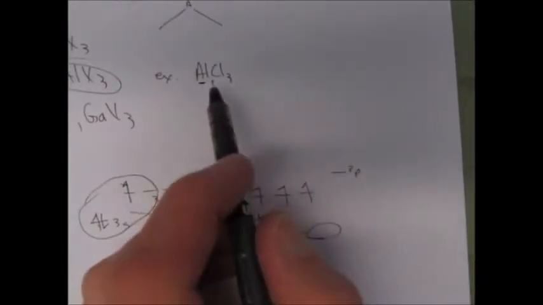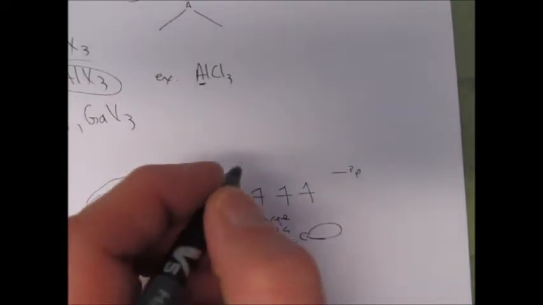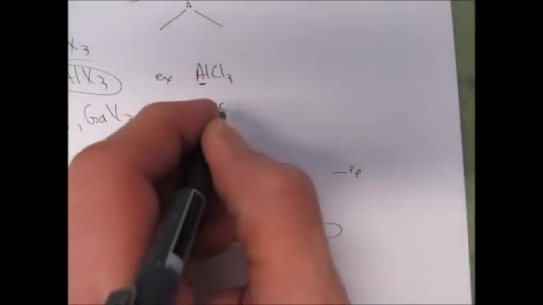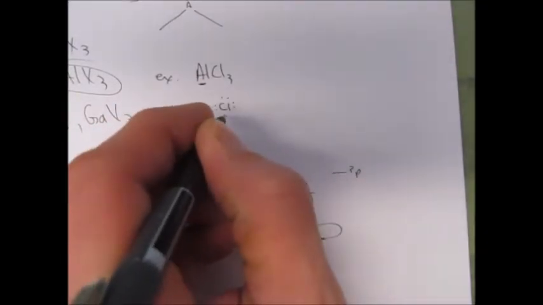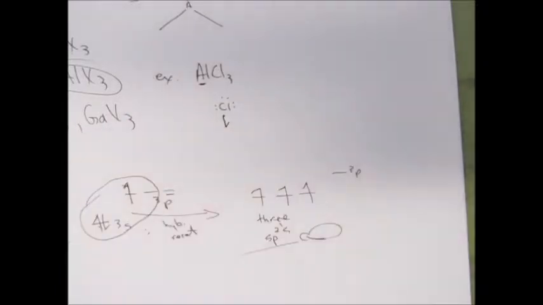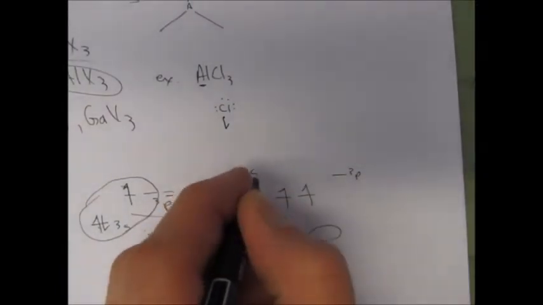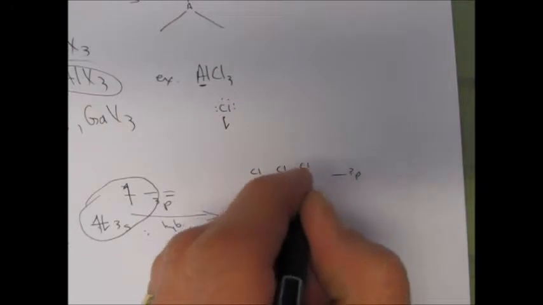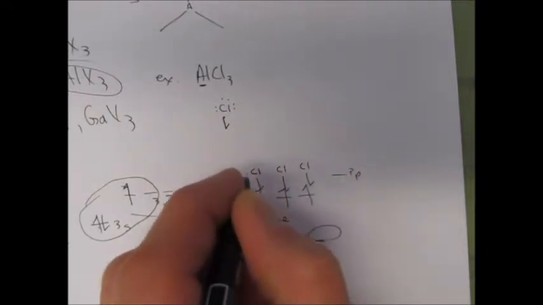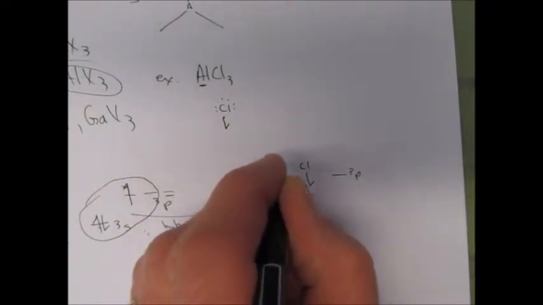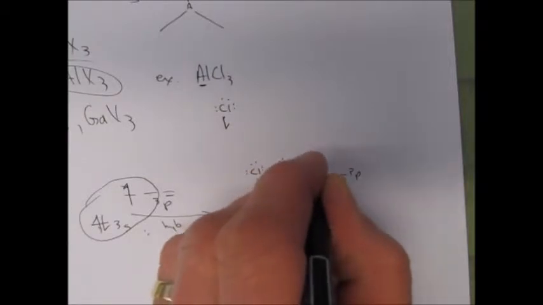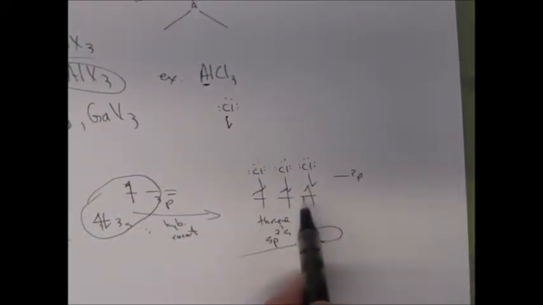And we already know that chlorine by itself has 1, 2, 3, 4, 5, 6, 7, and usually I write the unpaired electron like that. So we have 3 chlorines, each of them using its unpaired electron. Lewis dot these up. This shows 1, 2, 3 regions of electron density.